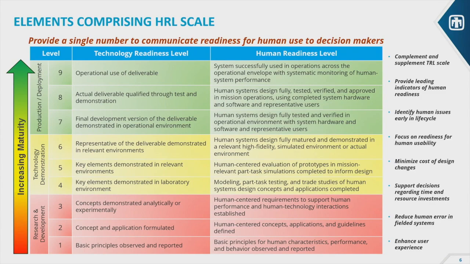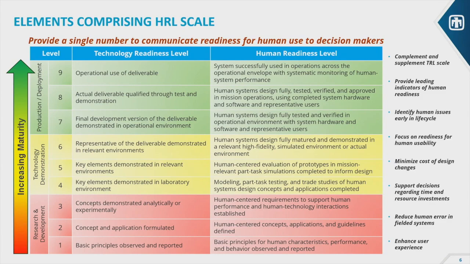Another key factor for the HRL scale is that it supports decisions regarding time and resource investments. If we get to, let's say, TRL 8, and we find out we're at only HRL 5, that's an indication to our decision makers that we've got to do something to make sure this system is human ready before it goes out into the field, or we're going to have bigger and more costly problems than we have right now and can fix.